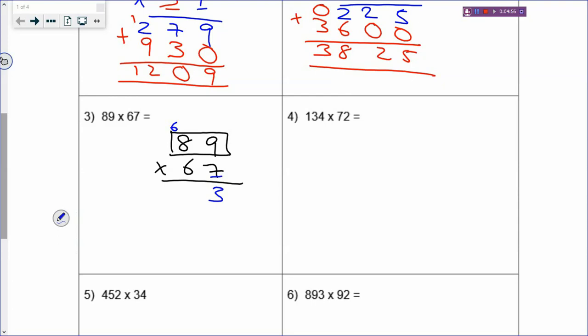And you carry the 6 above the next digit that you want to multiply. And then 8 times 7 is 56. Then you plus 6. That will be 62. Okay, so that is your primary 3. Alright, so primary 4 will be this.